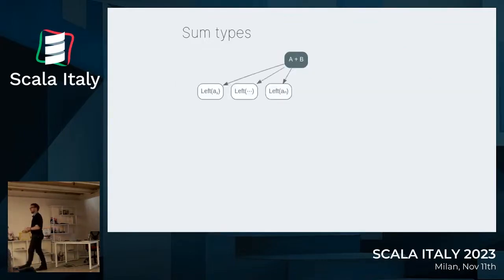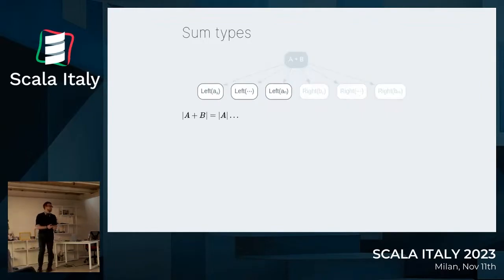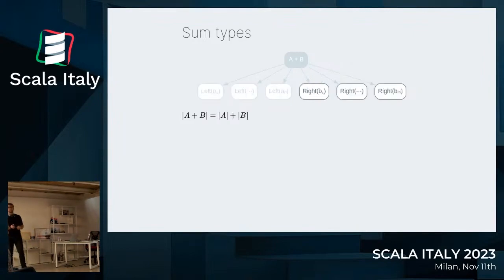So what is the cardinality of A plus B? Well, we have all of the A's wrapped inside of a Left, and all of the B's wrapped inside of a Right. So the cardinality of A plus B is going to be the cardinality of A, because we have all of the A's, plus the cardinality of all of the B's. The cardinality of a sum type is the sum of the cardinalities of the types. That's why it's called a sum type, just because you add the cardinalities.